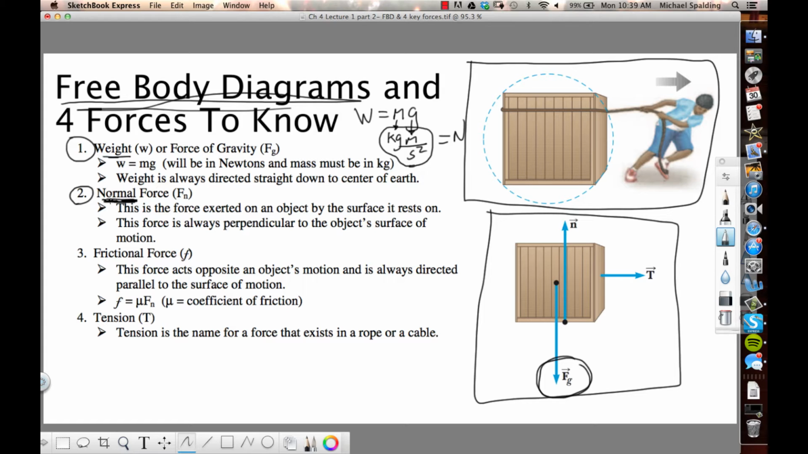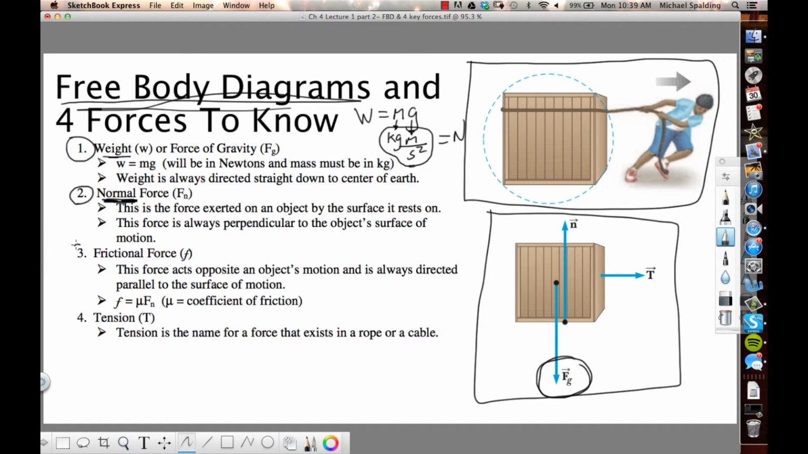Is there an equation for the normal force? No, but you'll be able to solve for it using Newton's second law. The sum of the forces equals ma. I'm going to show you in a minute. So normal force, it's always perpendicular to the surface.